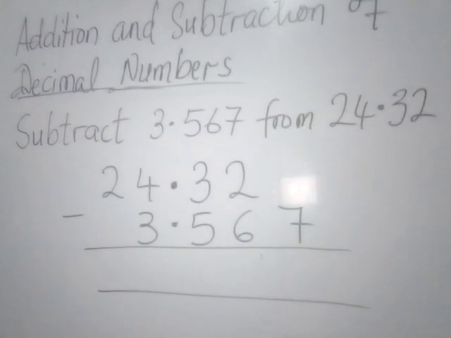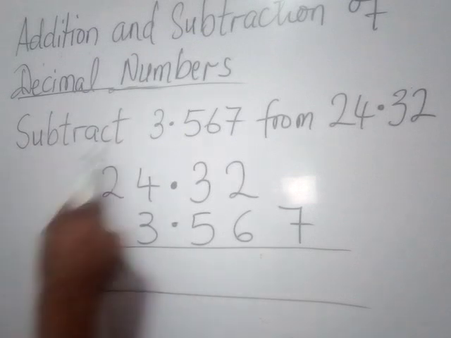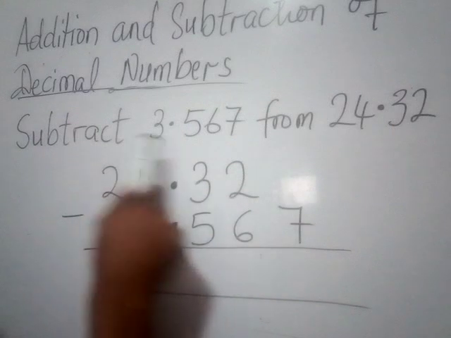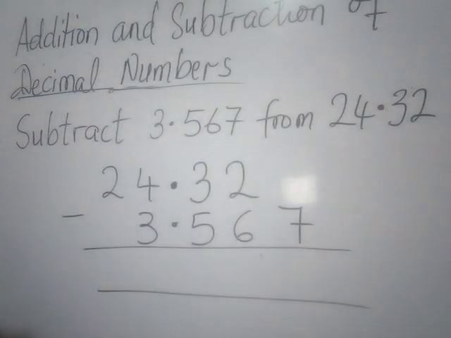So the last example we are going to consider is the one we have right here. Subtract 3.567 from 24.32. Okay, so remember when we say subtract this from, the one you are subtracting is the smaller number, so it should be at the bottom, and the one that carries from is the bigger number and it stays at the top.